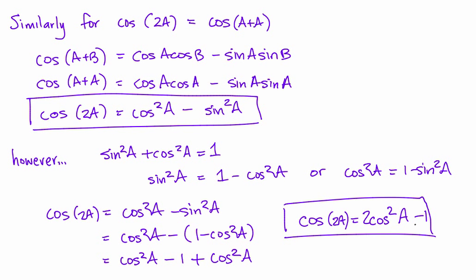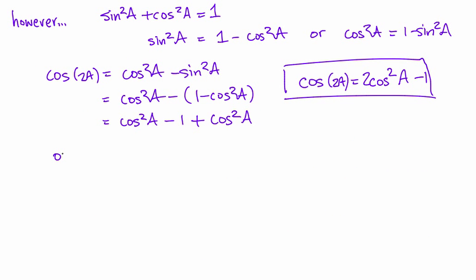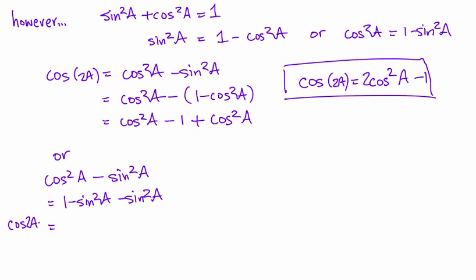I can do the exact same thing but do a substitution so that it's only in terms of sine. That's using the other part and doing a substitution. So let's do that next. I can start with cos squared A minus sine squared A, and then I can say that's equal to, now cos squared is getting substituted, 1 minus sine squared A minus another sine squared A, so I get that the cos double angle identity is equal to 1 minus 2 sine squared A. So I have three different formulas for the cos double angle identity.